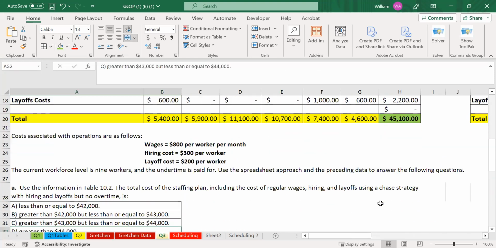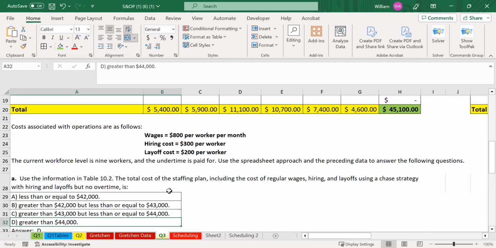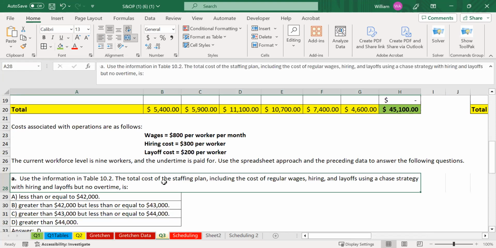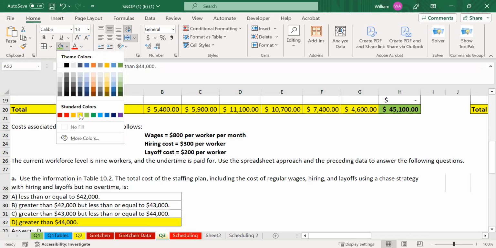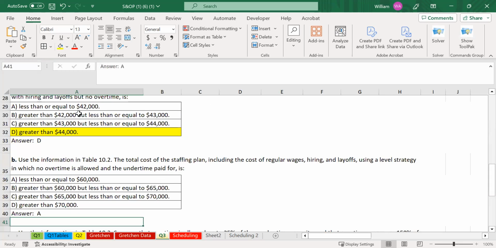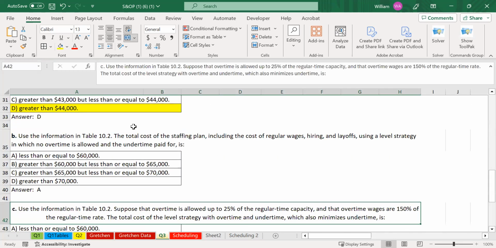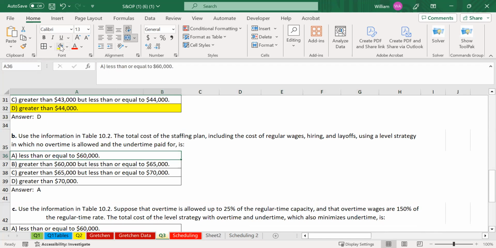Okay, what's the cost of using a chase strategy? Which is 45,000. So greater than 44,000. That would be my solution. And then what's the cost of using a level strategy? In this case, it'll be less than or equal to 60,000.